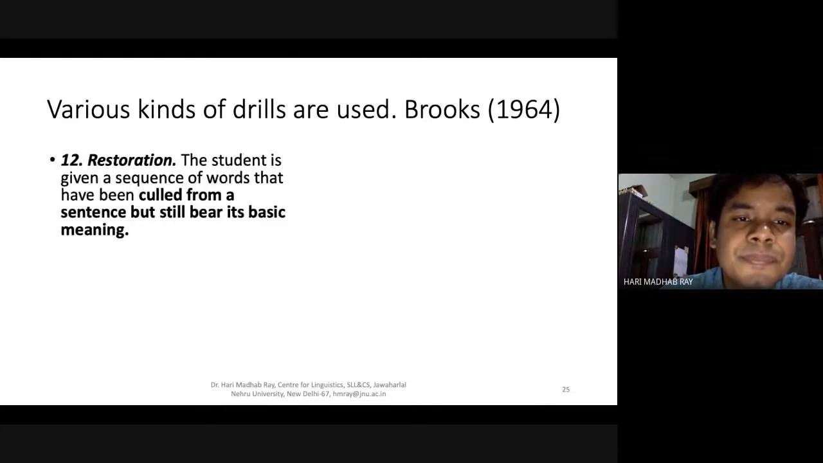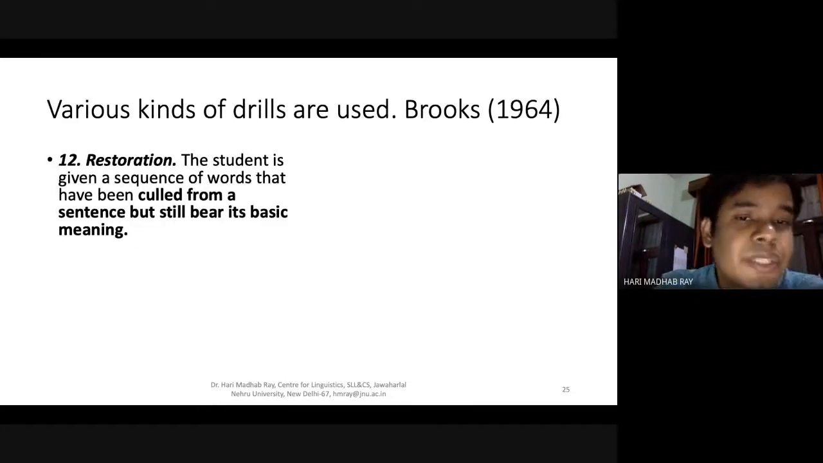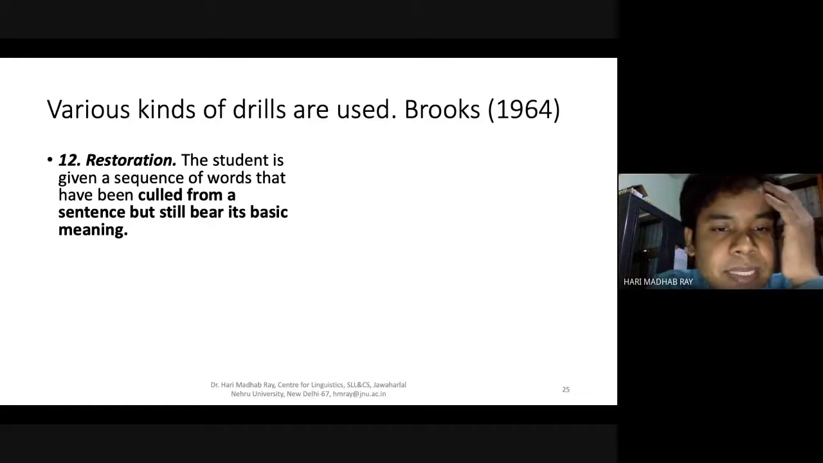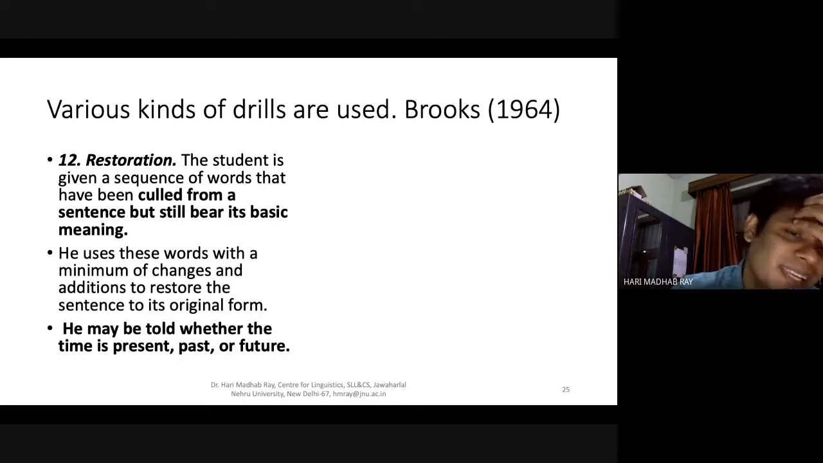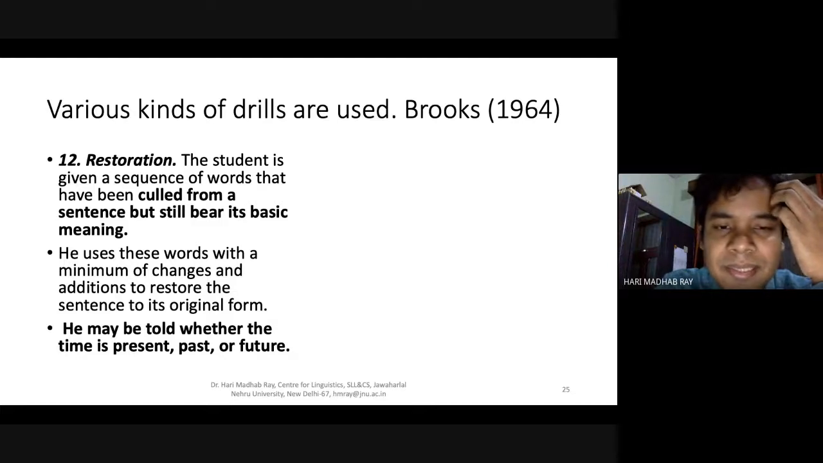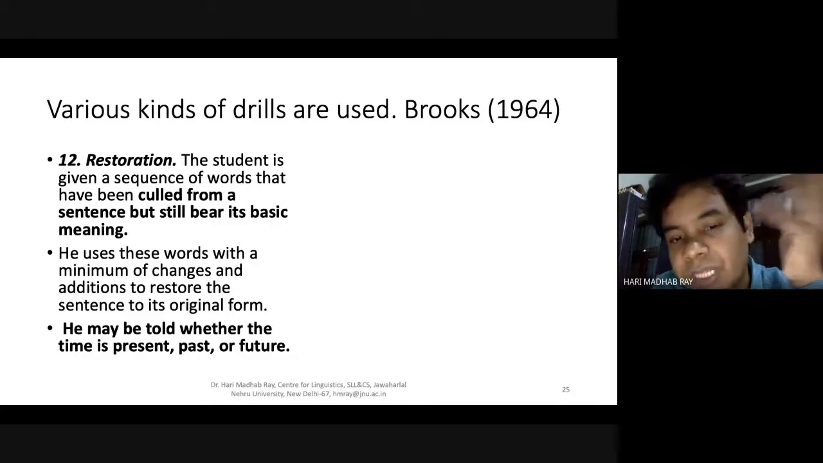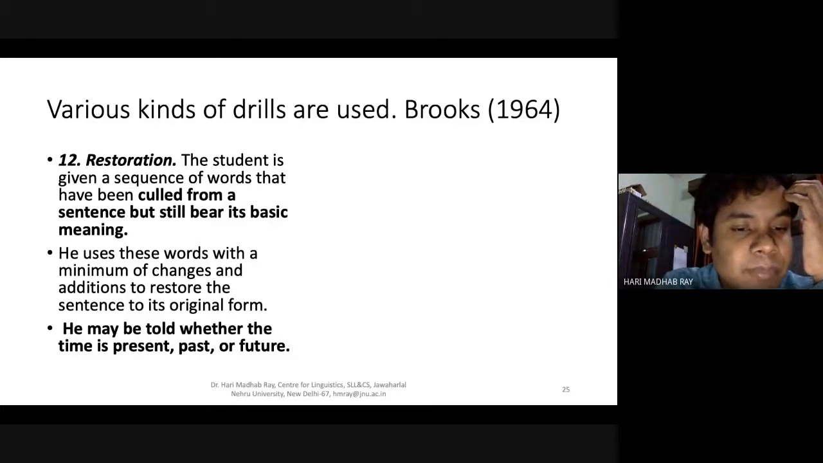Okay, and restoration, another drill. Restoration: the student is given a sequence of words that have been culled from a sentence, but still bear its basic meaning. It's also interesting, and you have to guess that particular sentence, or maybe you need to make the sentence. He uses these words with a minimum of changes and additions to restore the sentence to its original form. So the learners will have to restore the original sentence. He may be told whether the time is present, past, or future. It depends on that.